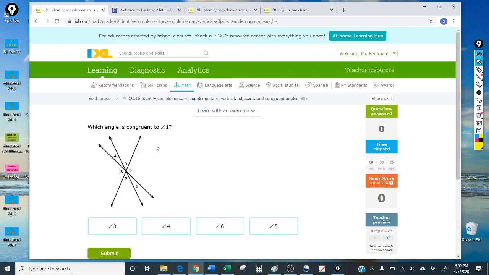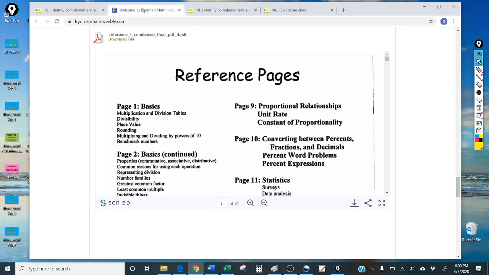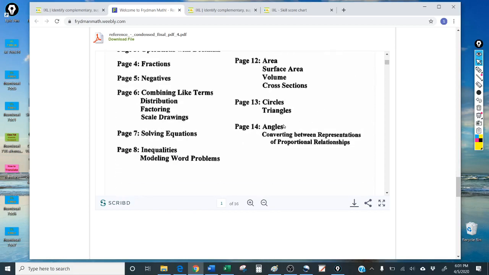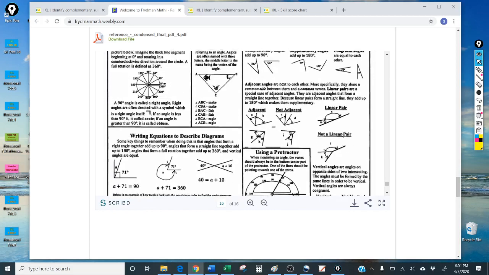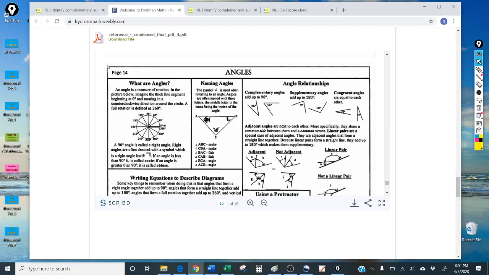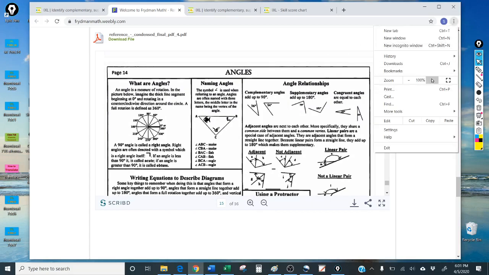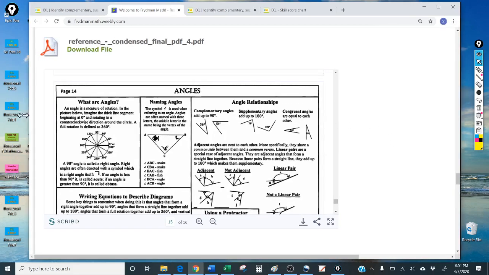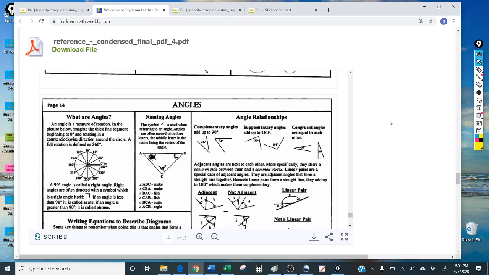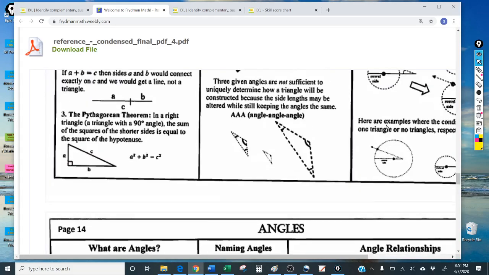What are those? Let's go over to friedmanmath.weebly.com. We see the reference pages here. We see that angles is on page 14. So we will scroll down to page 14. Here it is, page 14. And I'll make that a little bigger. There we go.